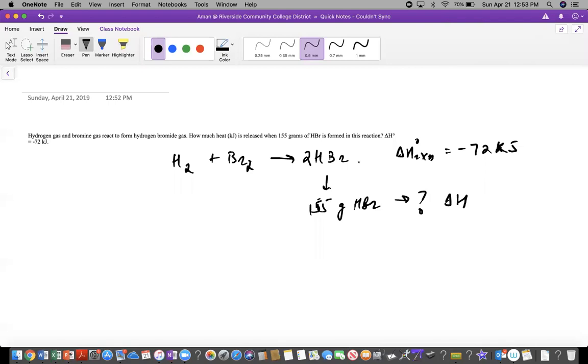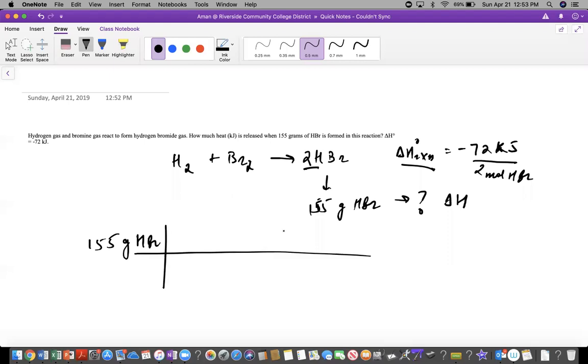What you're given is that delta H reaction is negative 72 kilojoules. Can you tell me that's for how many moles of HBr? 2. Exactly, for 2 moles, because this delta H is for the reaction, and the reaction has 2 moles. So this negative 72 kilojoules belongs to 2 moles of HBr. Once you're here, the rest is same as the previous question we did.